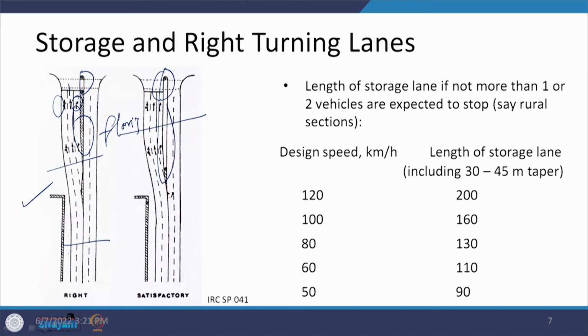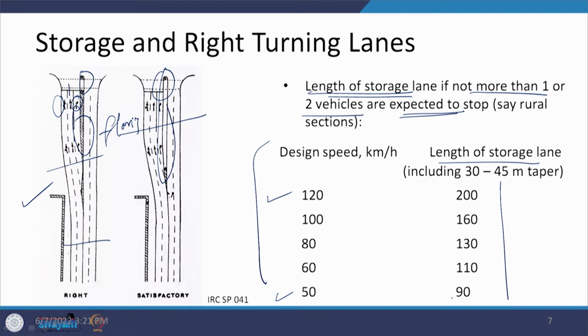Now, in many cases it may be observed that there are not many vehicles in a storage lane. Say if there are not more than 1 or 2 vehicles expected to stop, then how long should the storage lane be? That is what is being defined here. With respect to the design speed of 50 kilometers per hour to 120 kilometers per hour, the length of the storage lanes has been shown as 90 meters to 200 meters.